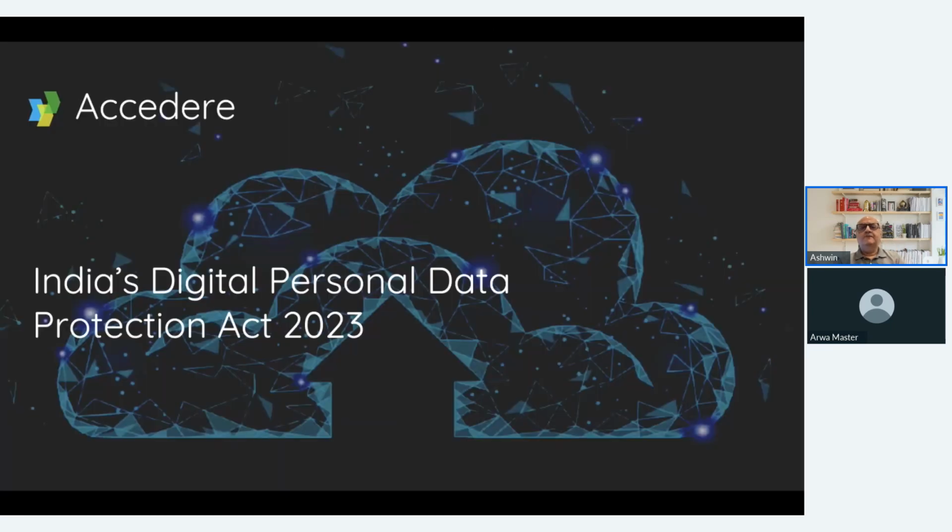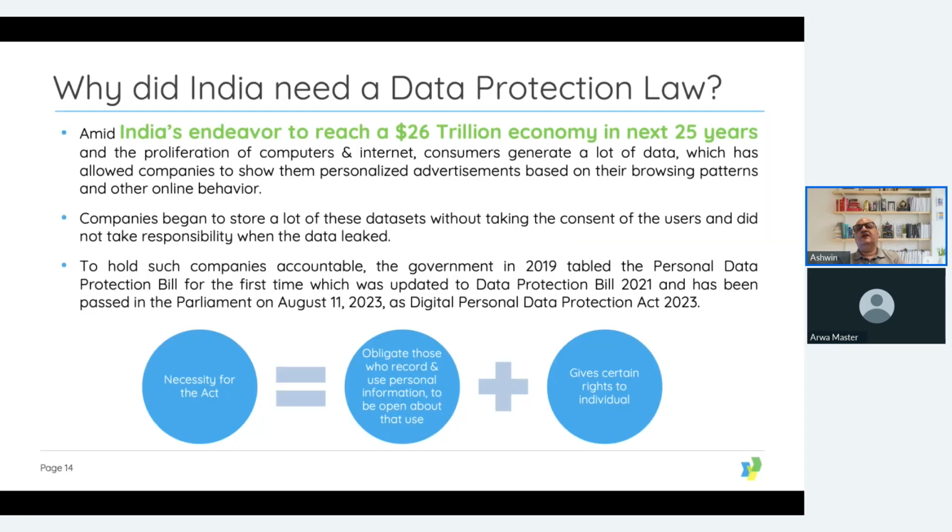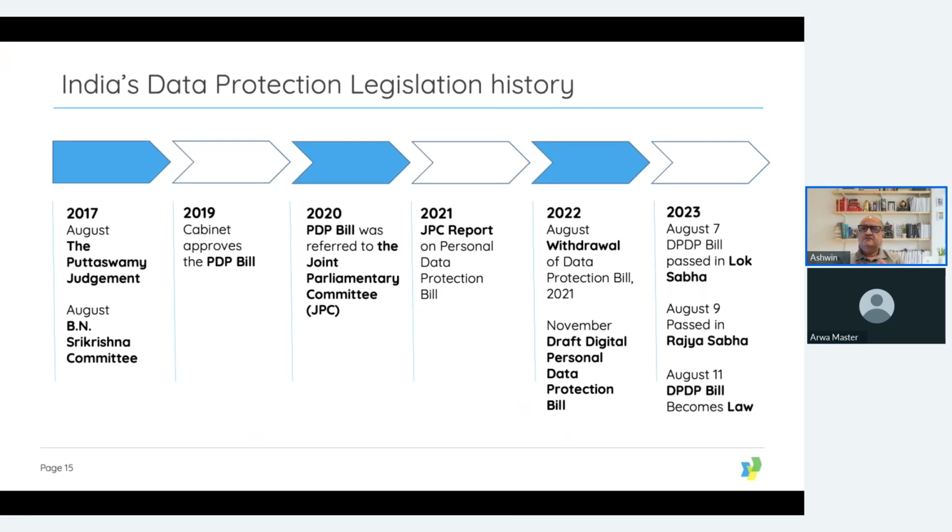So now let's look at some of the highlights of the DPDP Act. The context is India wants to reach a 5 trillion economy as soon as possible, and then 26 trillion in the next 25 years. That is why it seems the government of India wanted a platform for compliance with everybody, so that everybody can expand within the framework of the regulation.